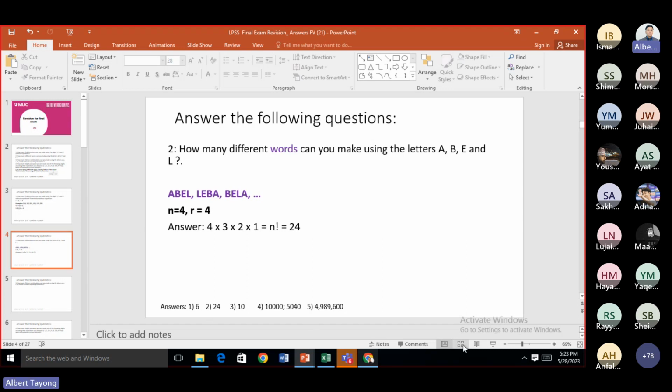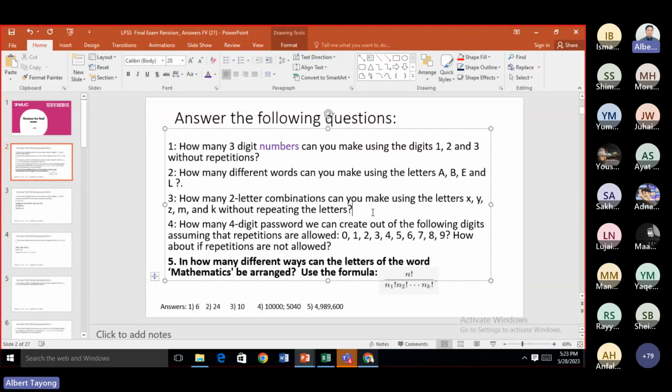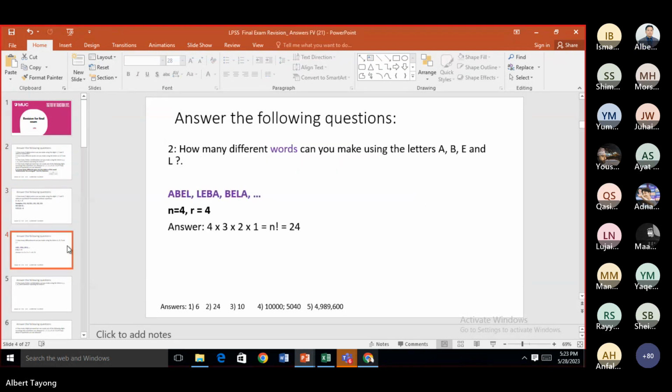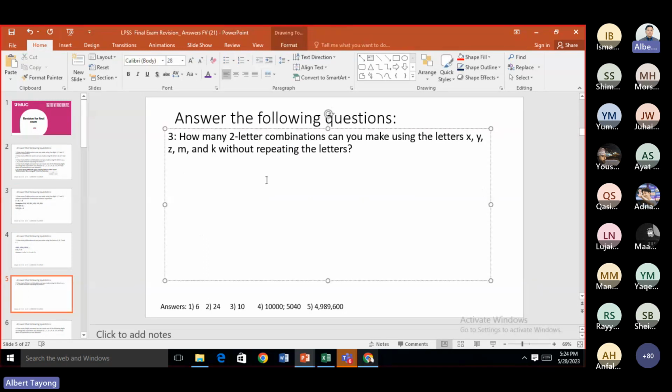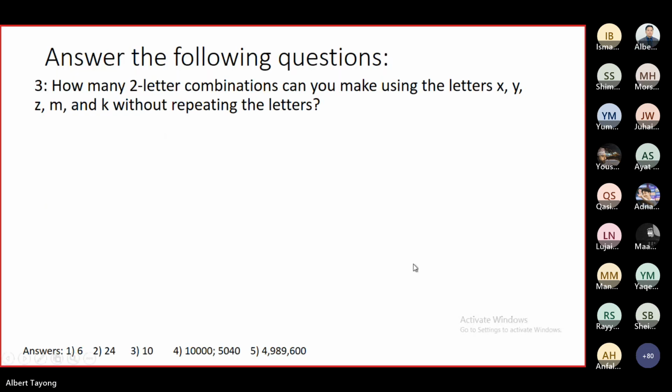All right, so I think this one is clear. Let's go to number 3 now. Number 3, how many two-letter combinations can you make using the letters X, Y, Z, M, and K without repeating the letters? So this is an example of combination without repetition. Okay, of course, you know the formula. Yes, n factorial.